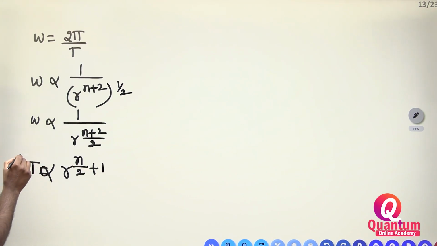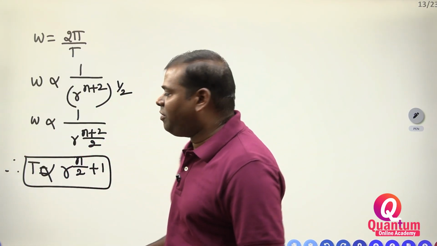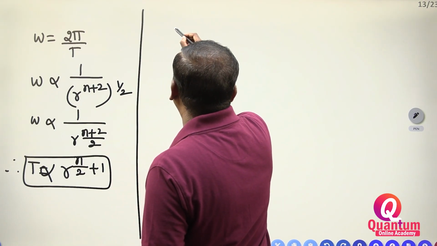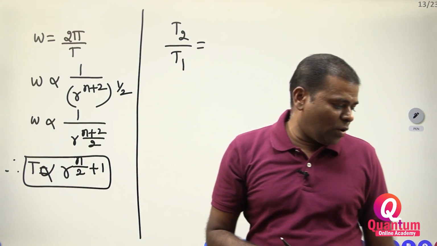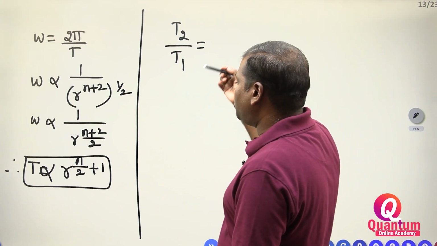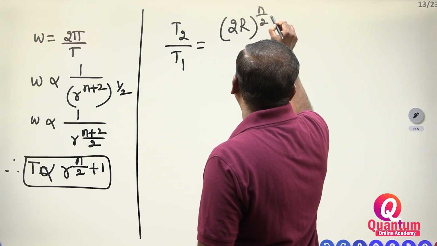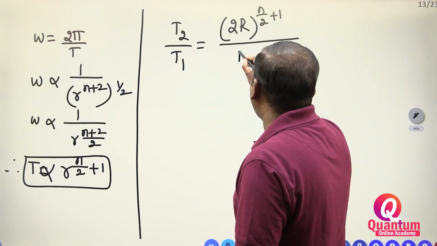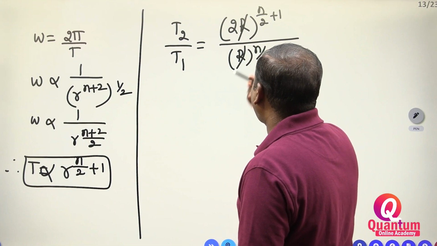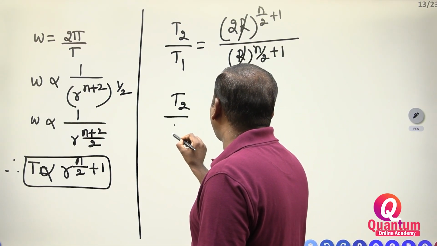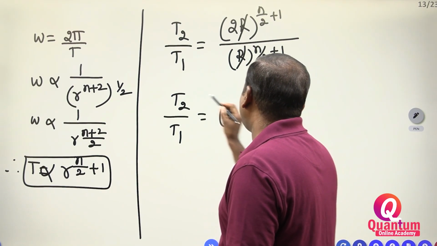T is inversely proportional. But what are they asking? They are asking about T2 by T1. T2 by T1: T2 is equal to 2r to the power of n by 2 plus 1, divided by T1 which is equal to r to the power of n by 2 plus 1. So now r gets cancelled. Therefore, T2 by T1 is equal to 2 to the power of n by 2 plus 1.